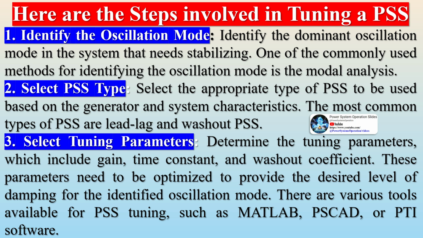Select tuning parameters. Determine the tuning parameters, which include gain, time constant, and washout coefficient. These parameters need to be optimized to provide the desired level of damping for the identified oscillation mode. There are various tools available for PSS tuning, such as MATLAB, PSCAD, or PTI software.